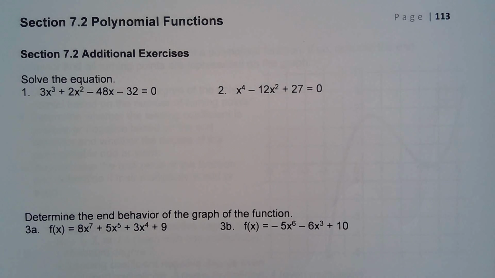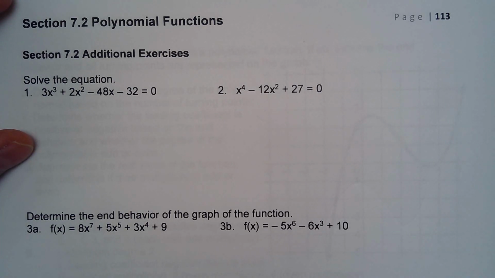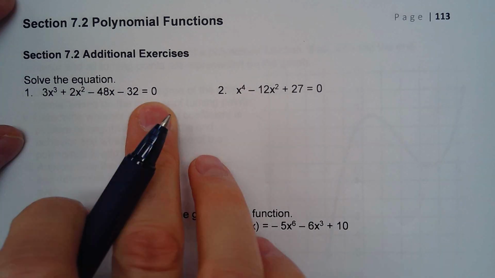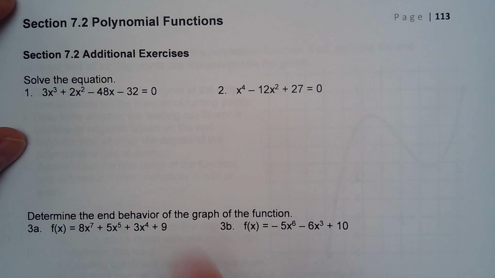Alright, so let's take a look at the section 7.2 additional exercises. In the first two problems we want to go through and solve the equation. This is a lot like what we've done before back in the previous chapters. Here I've got four terms, so I want to factor by grouping.